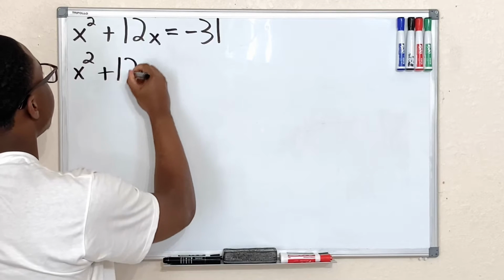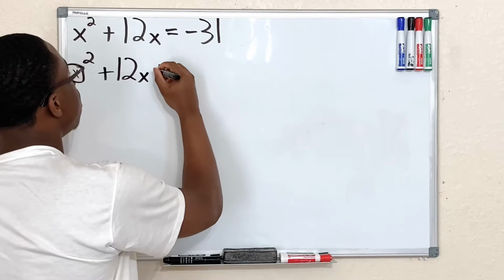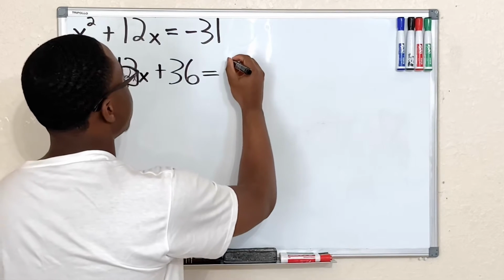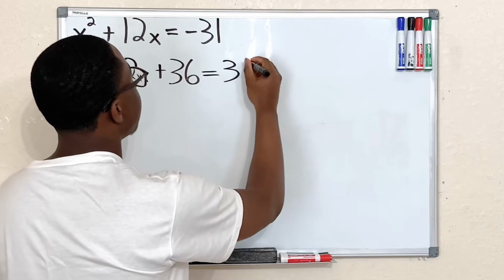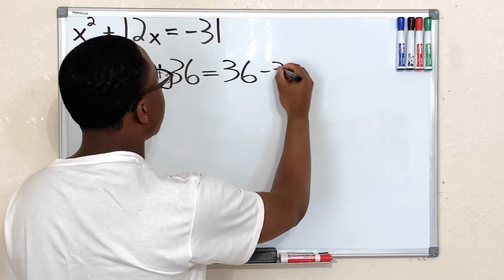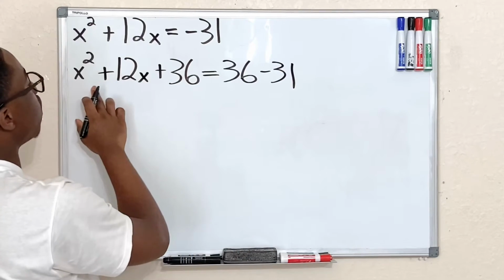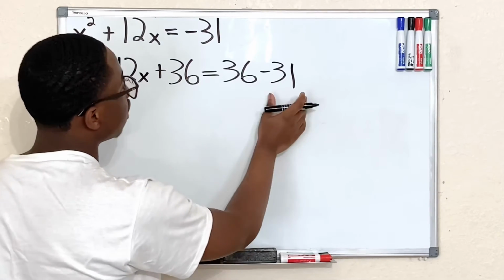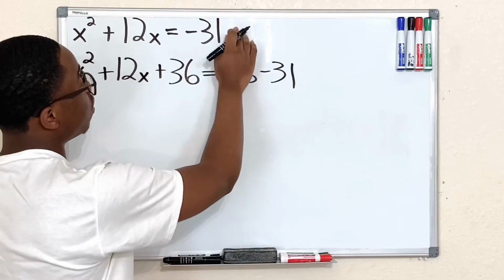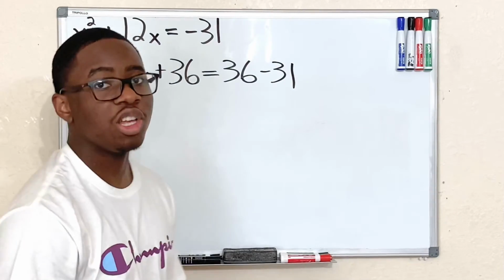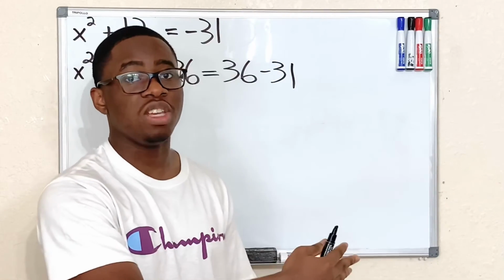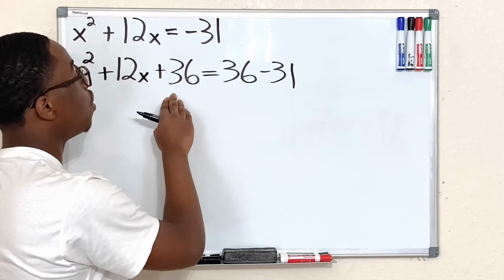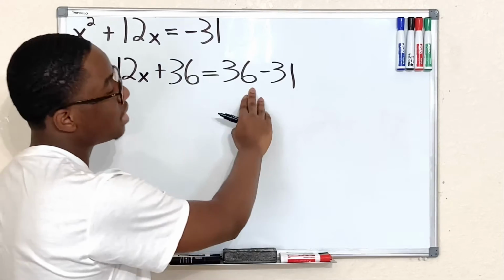But remember, in mathematics, whatever you do to one side, you have to do to the other side of the equation. So in this case, we're going to have 36 being added to both sides of the equation. So now we have in total x squared plus 12x plus 36 is equal to 36 minus 31. Remember, our -31 was from the top, and our 36 came because we added 36 to both sides of the equation. In order to complete the square on one side, we also have to find whatever our missing value was and add it to the other side.